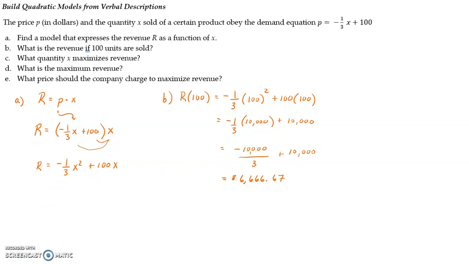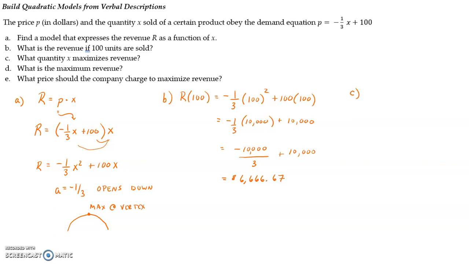Let's take a look at part C. We want to know what quantity X maximizes the revenue. So let's take a look back at part A. We had a revenue function. It said negative 1/3 x squared plus 100x. Notice that your A value here is a negative 1/3. Remember, that means we have a parabola that opens downward. So I'm just going to give ourselves a little mini sketch here. If we have a parabola that opens downward, that means we're going to have some max value that's going to occur at the vertex.